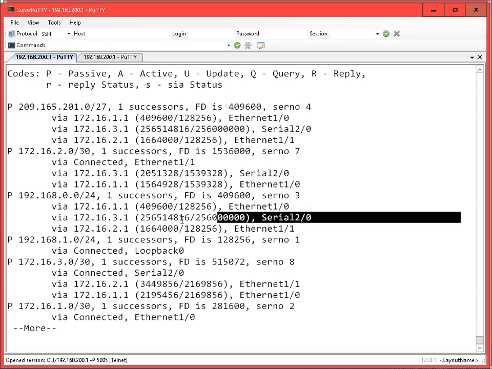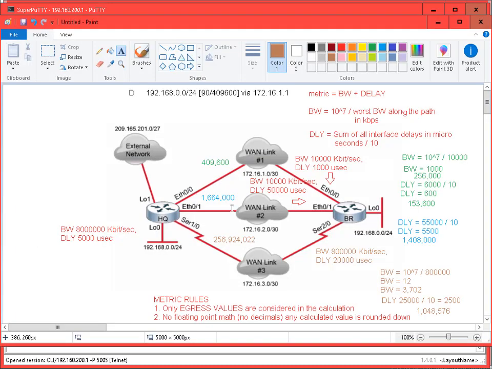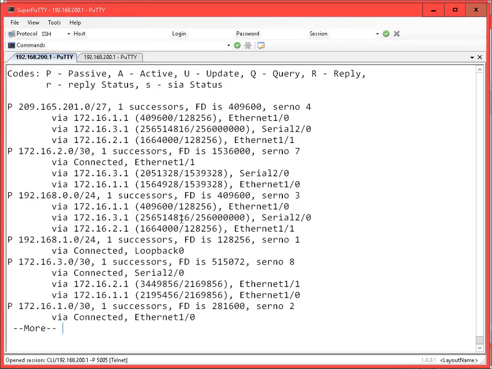And sure enough, here is the path. The metric is 256,514,816. Was that what we calculated? 256,924,022. So the math didn't quite work out. It's pretty close, but with offsets, there's a couple of other things that need to be involved in doing the calculation. So in our particular case, it's close enough for government work, but you guys understand fundamentally how metrics are calculated.